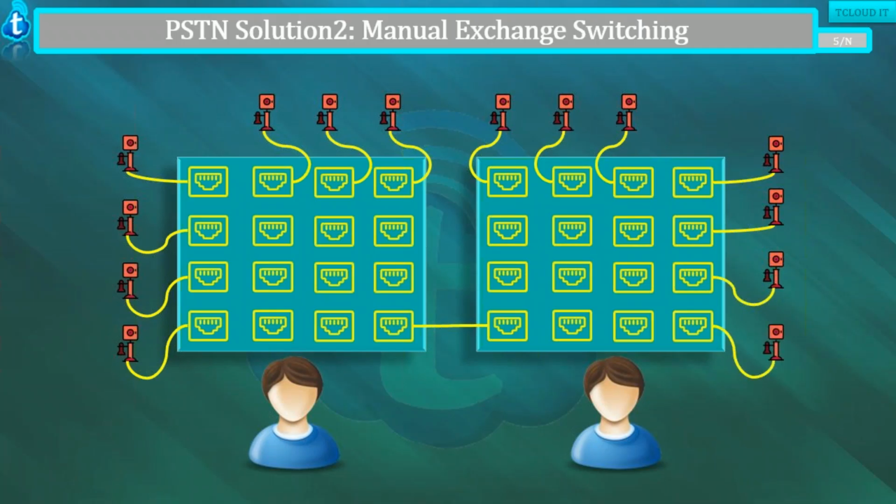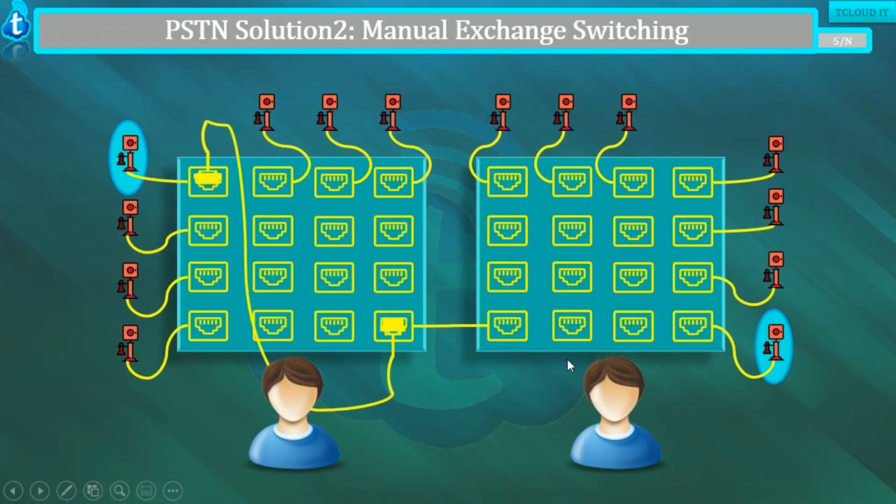Now, if you wanted to make a session, or make a call from one device to the other device, two operators will have to play the crucial role. The first operator, who is in the first exchange, is going to make a connection between this port and the port that is leading to the other exchange. So it will be joining these two ports. Then the second operator will be able to make a connection between this port and this port, leading the communication to the other end device.